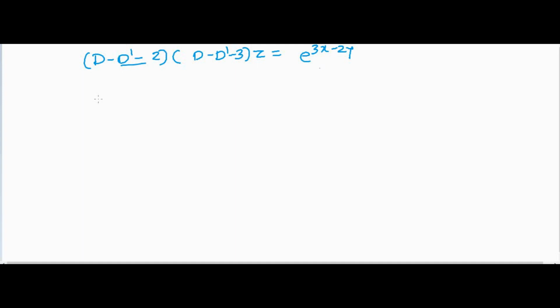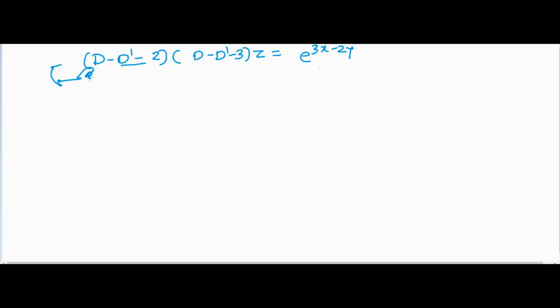We will see how to find a solution of non-homogeneous differential equations. This type of equation contains again a complementary function and a particular integral. Complementary functions we have seen in the previous video, how to find a complementary function.